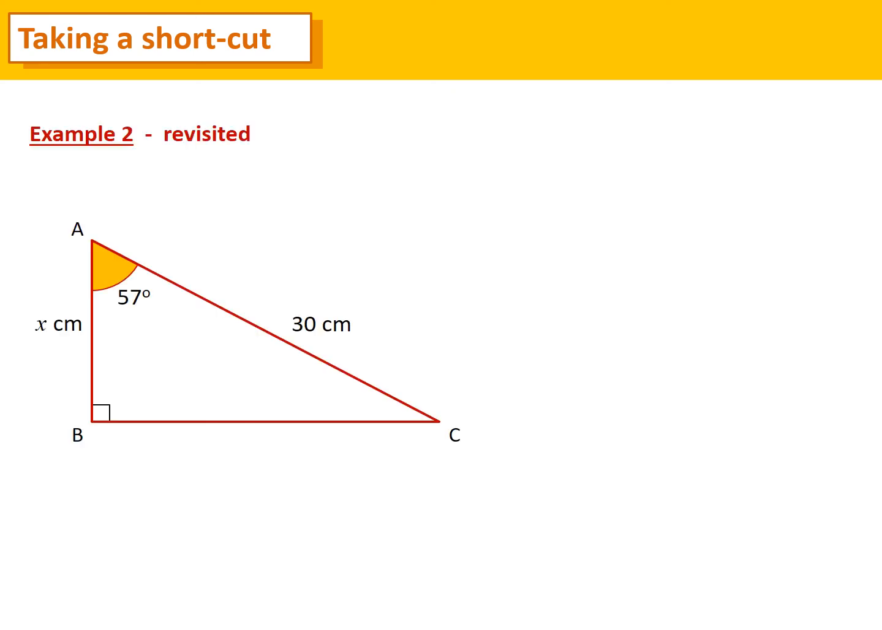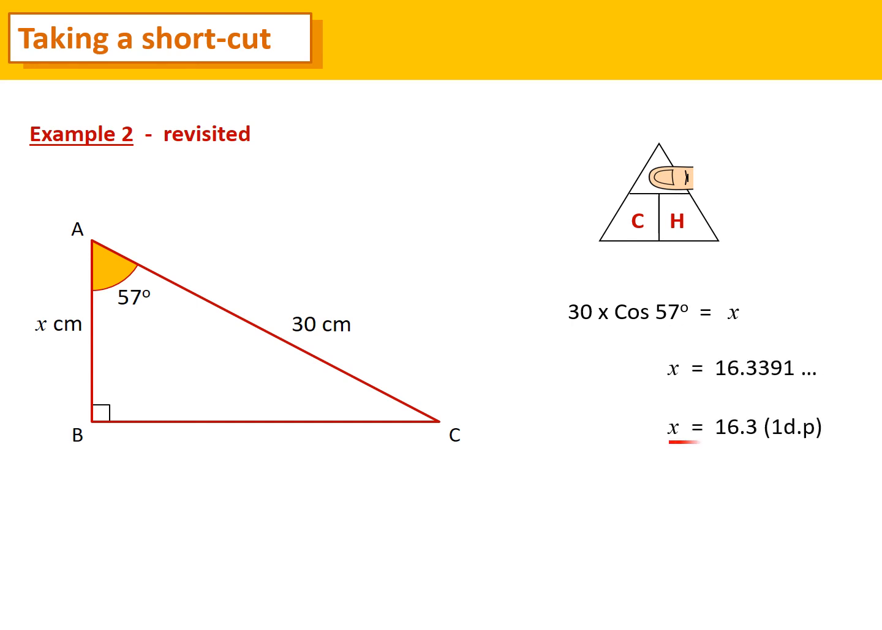Let's see how you would use the shortcut when we revisit example 2. In the example, we're trying to find x, which is the adjacent. So we put our finger over the A for adjacent, and we're left with C next to H, which means cosine of the angle times by the hypotenuse. We then tap that into our calculator, and then we round off appropriately.